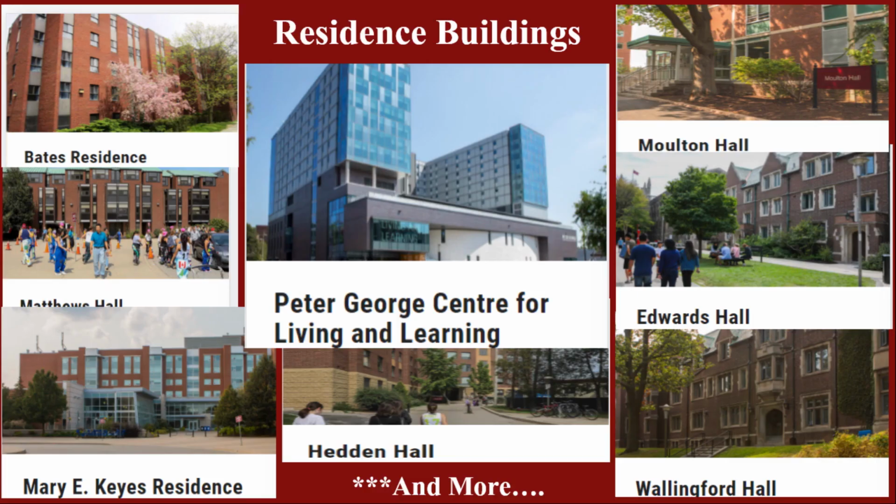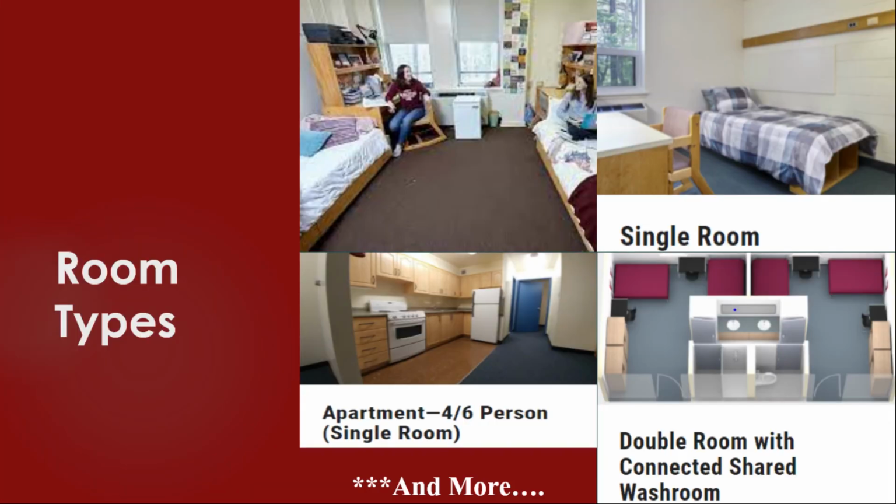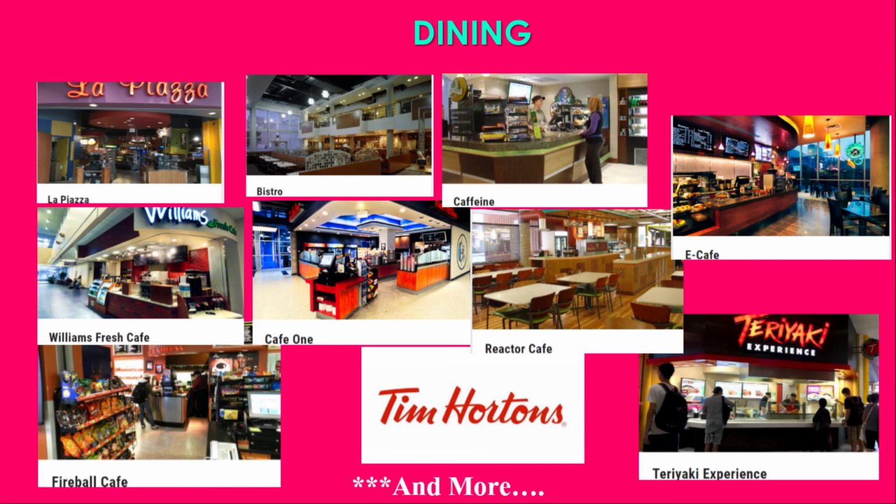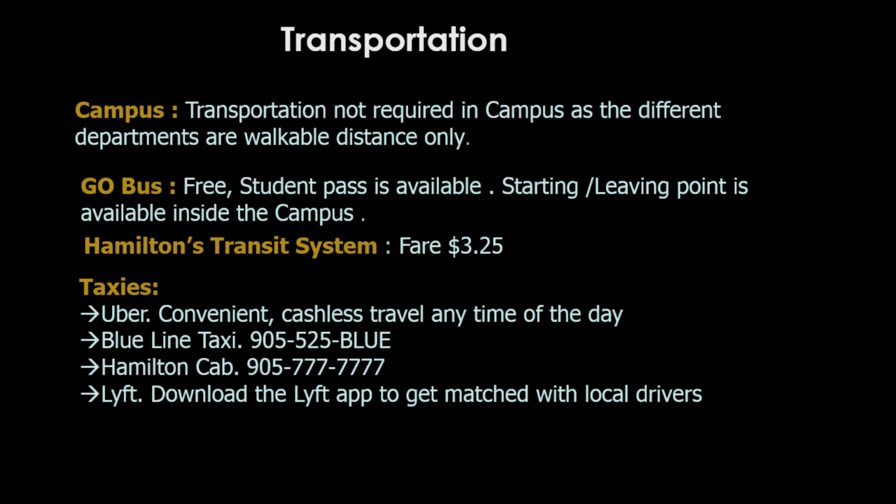Different types of residence buildings are there on the campus as shown, and the lecture halls are nearby. All types of rooms are available, and separate apartments are also available, with single and shared rooms. All international foods are available, but Indian restaurants are not available on the campus. Indian restaurants are available near the university. Home delivery service is available. A GO bus station is available inside the campus, which will connect you to all parts of the city.